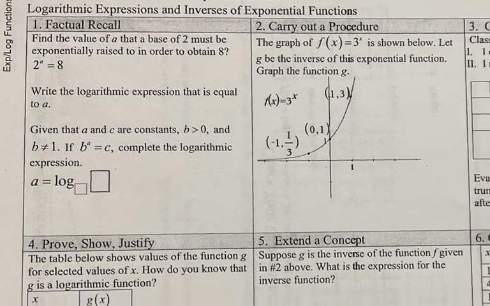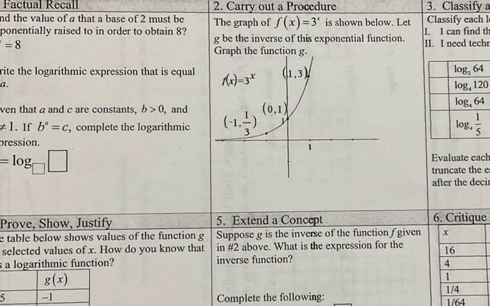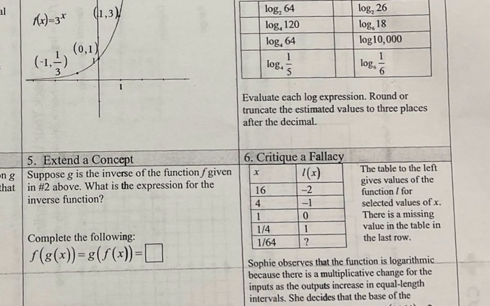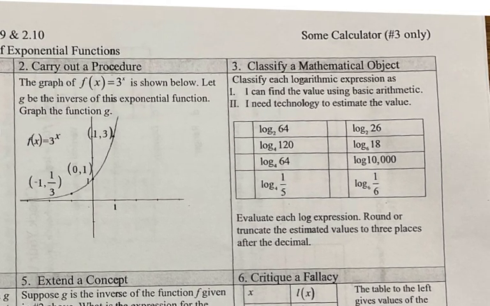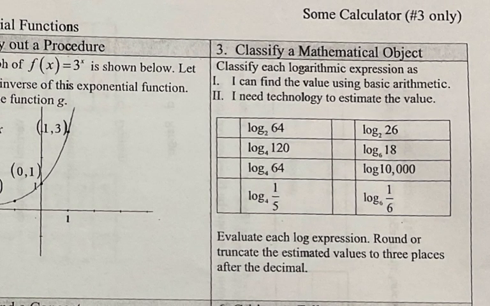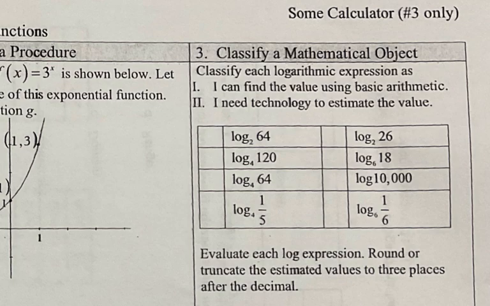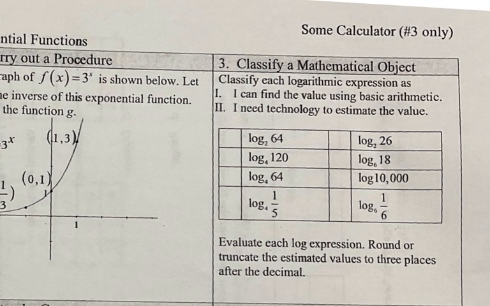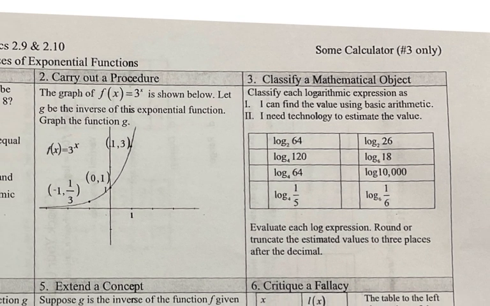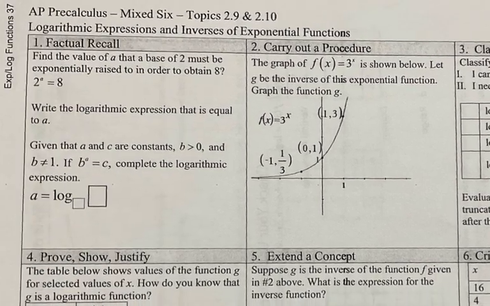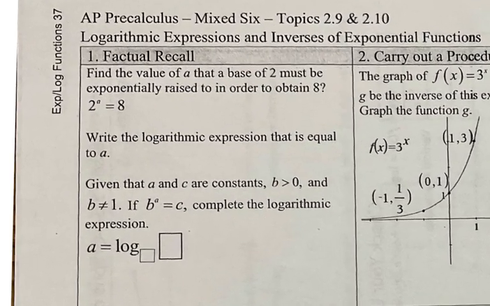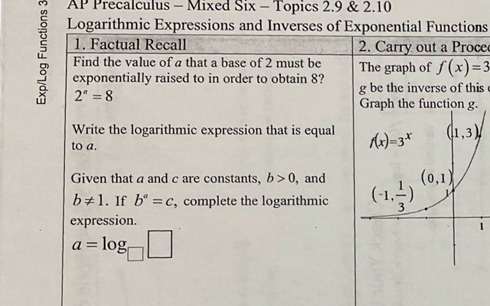So this is all going to be looking at stuff that hopefully we know how to do already. They say that they'll let you use your calculator on number 3, for some of them. So we're going to do as many as we can without a calculator on 3, and then we'll add the calculator. Let's just start at number 1.